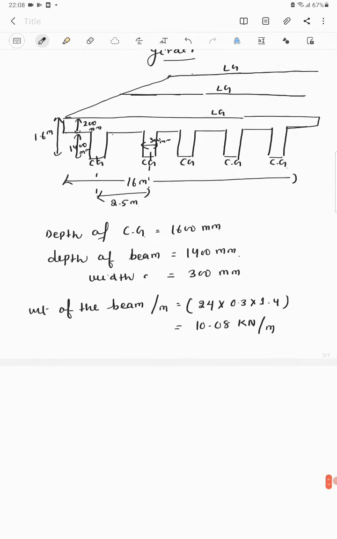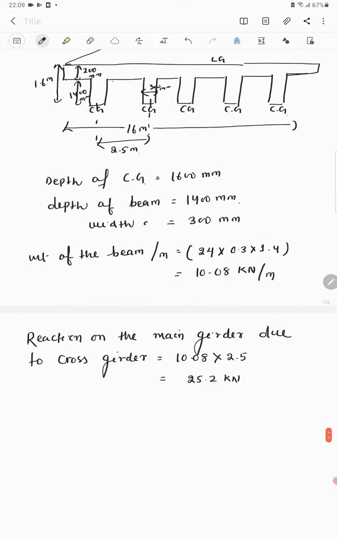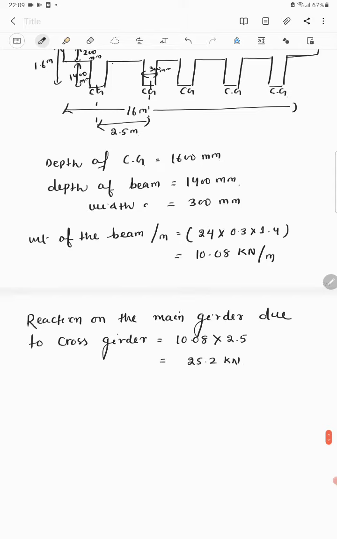So what will be the reaction on the main girder due to this cross girder? It will be 10.08 kilonewton per meter multiplied with 2.5 meter, which is equal to 25.2 kilonewton. So what is the total dead load?